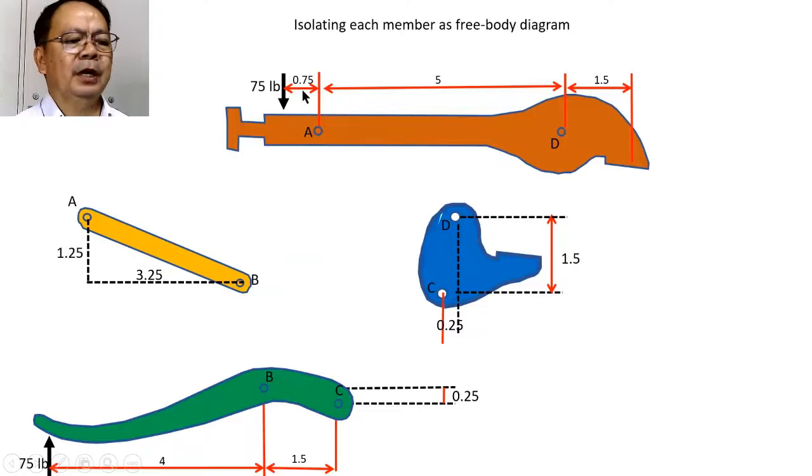Okay, so we have 1, 2, 3, 4. And we also have removed the ball here. So we have to show that there is a force acting on the upper part of the vice grip and we don't know the magnitude. As a matter of fact, yun ang pinapahanap sa atin. So we simply label it with an unknown value of P.